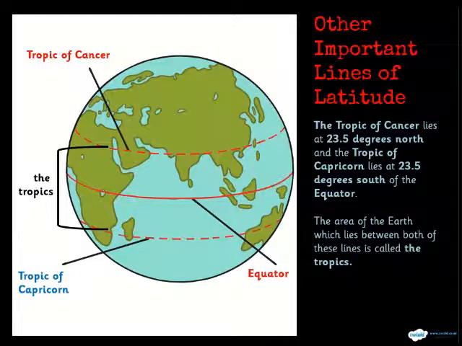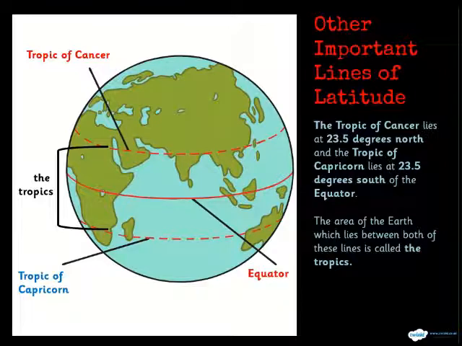Other important lines of latitude. The Tropic of Cancer lies at 23.5 degrees north, and the Tropic of Capricorn lies at 23.5 degrees south of the equator. The area of the Earth which lies between both of these lines is called the tropics.